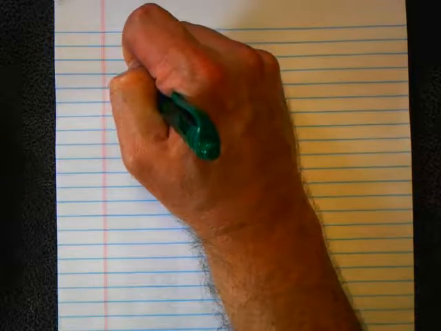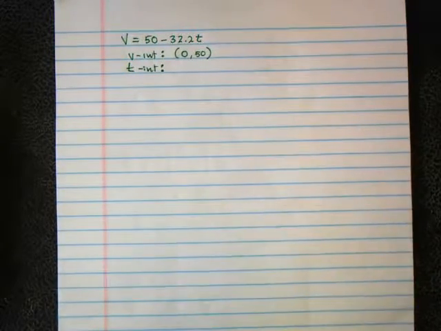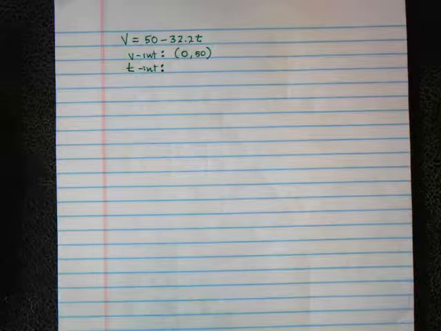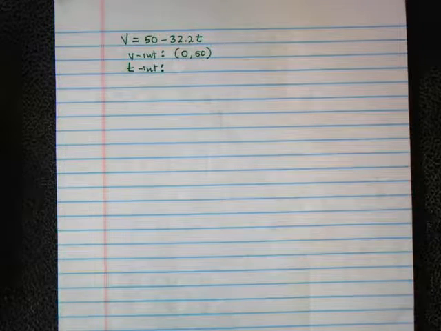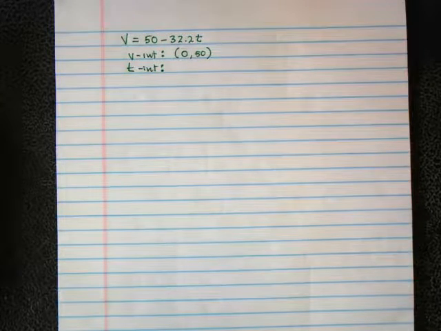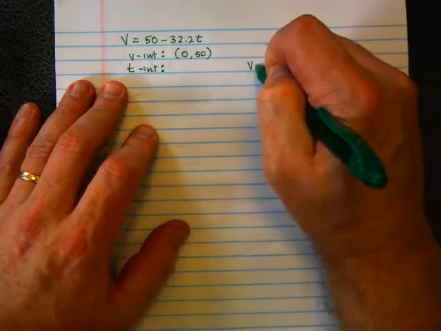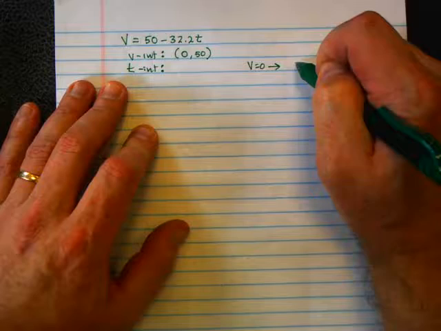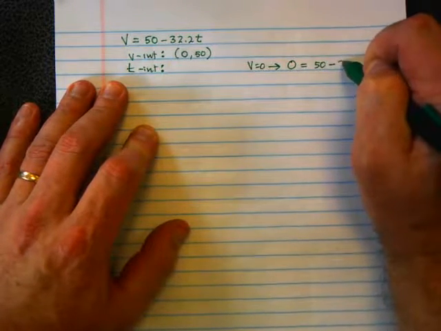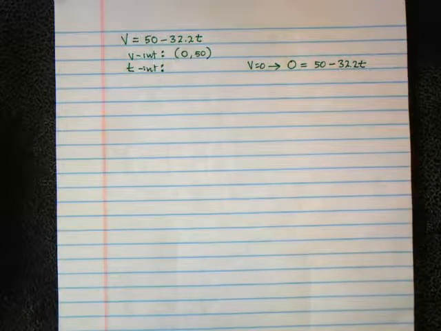Then it asks us to find the x-intercept, or more properly for this problem, we should call it the t-intercept. How do I find the t-intercept? I put 0 in for the other letter. If I ever ask you to find an intercept, that always means plug 0 in for the other letter. So finding the t-intercept means v equals 0. So if v is 0, I have the equation 0 equals 50 minus 32.2t. How would you solve that equation?